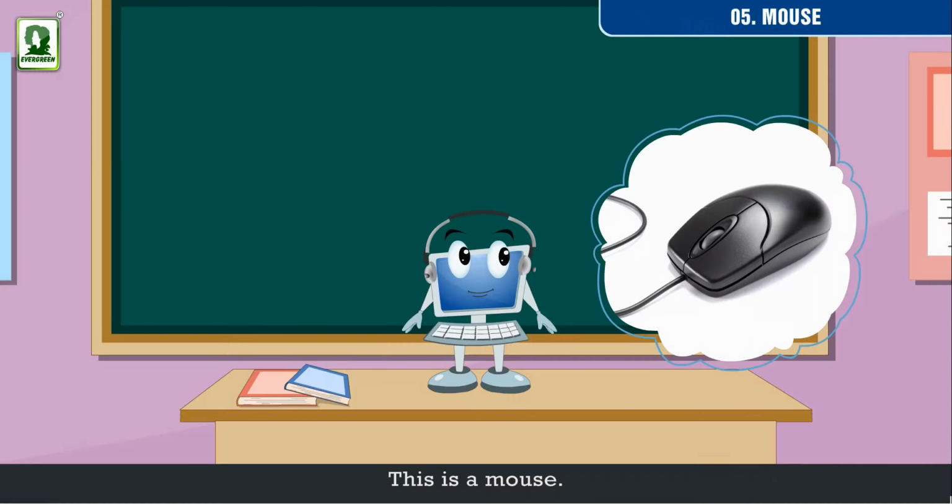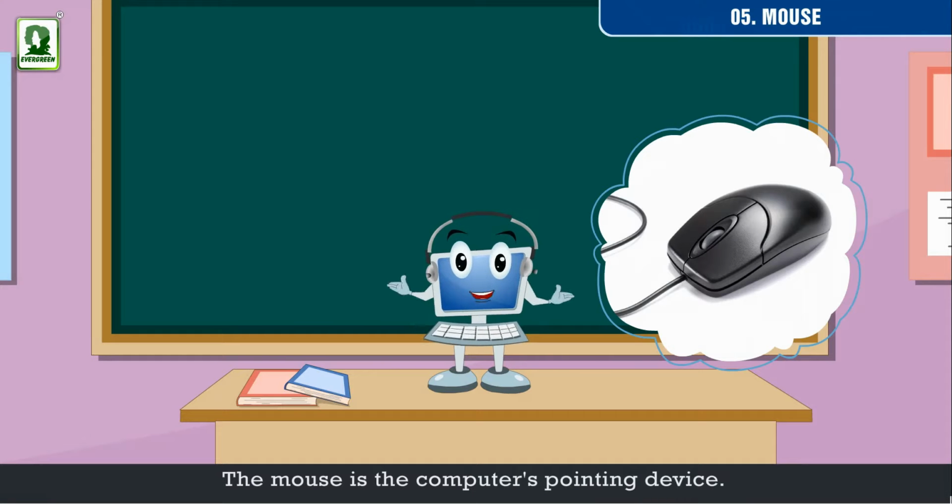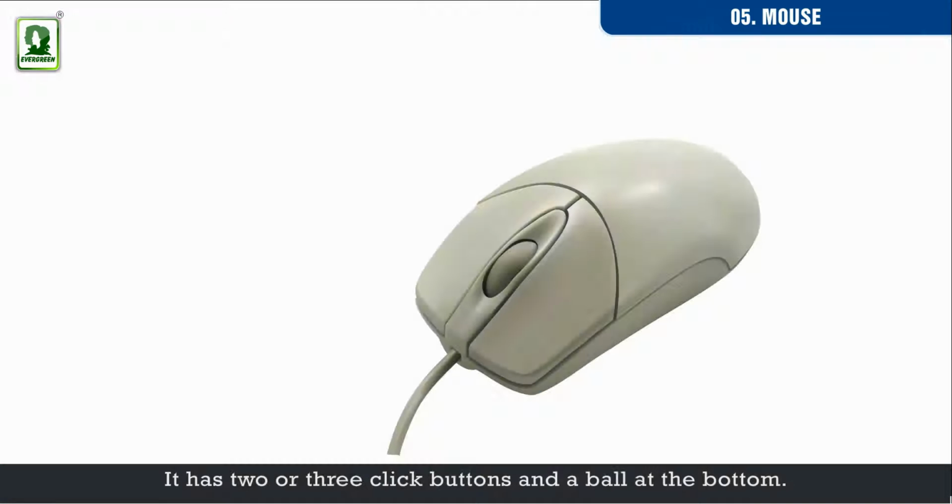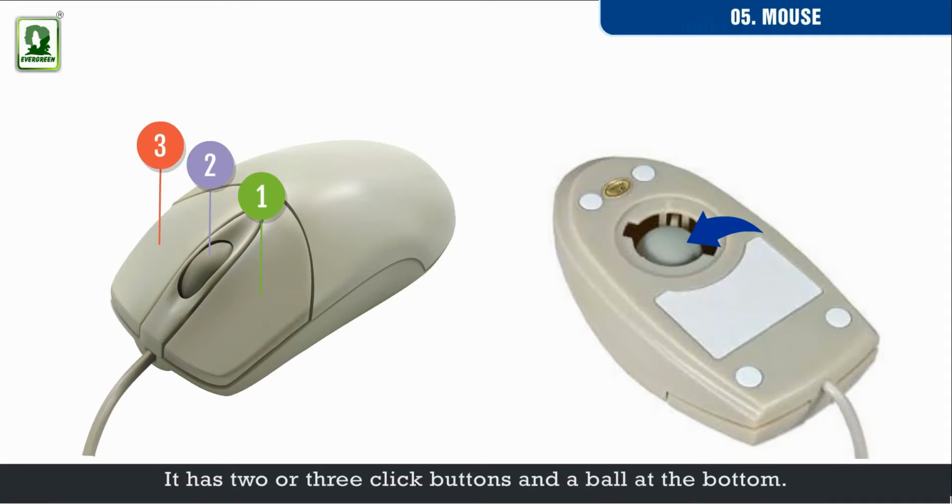This is a mouse. The mouse is the computer's pointing device. It acts as an input device. It has 2 or 3 click buttons and a ball at the bottom.